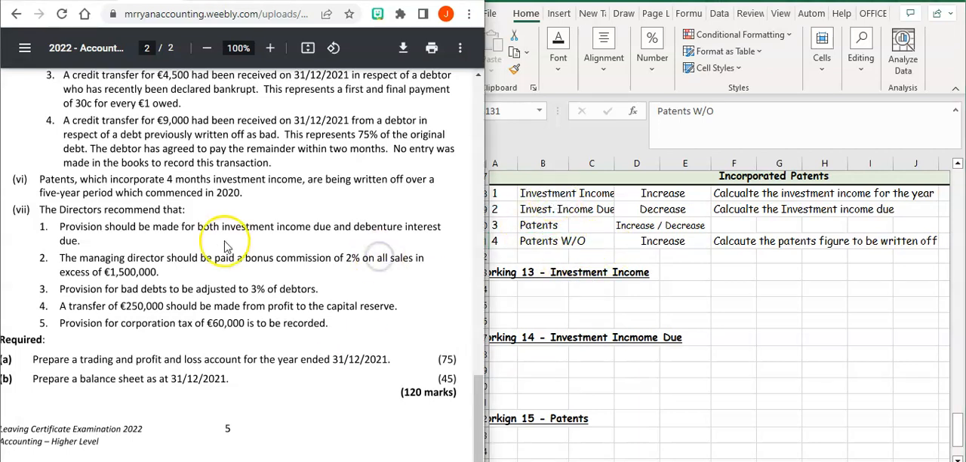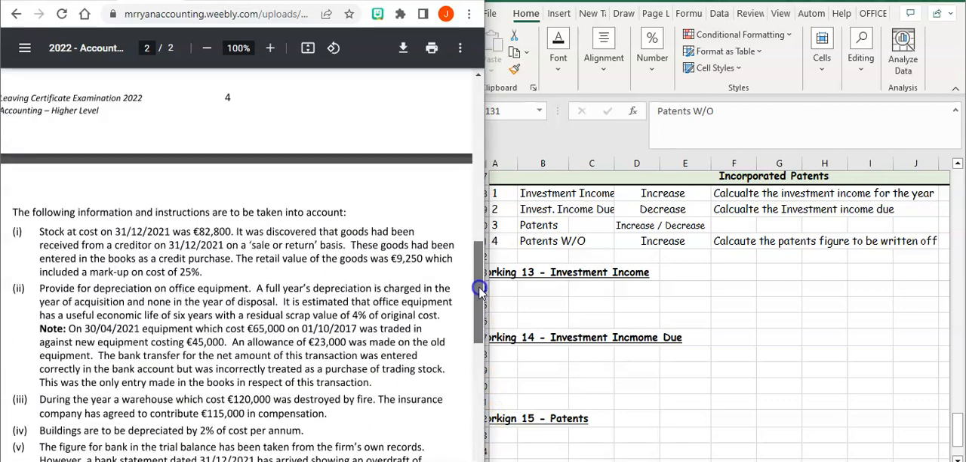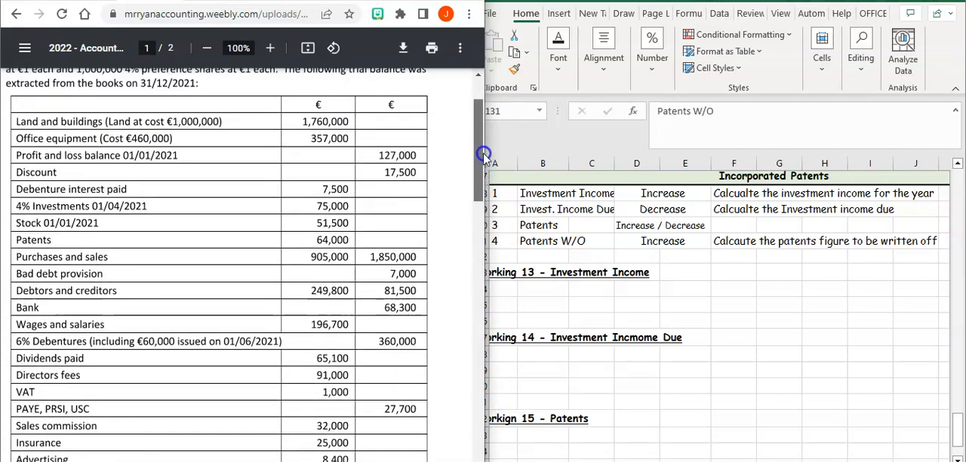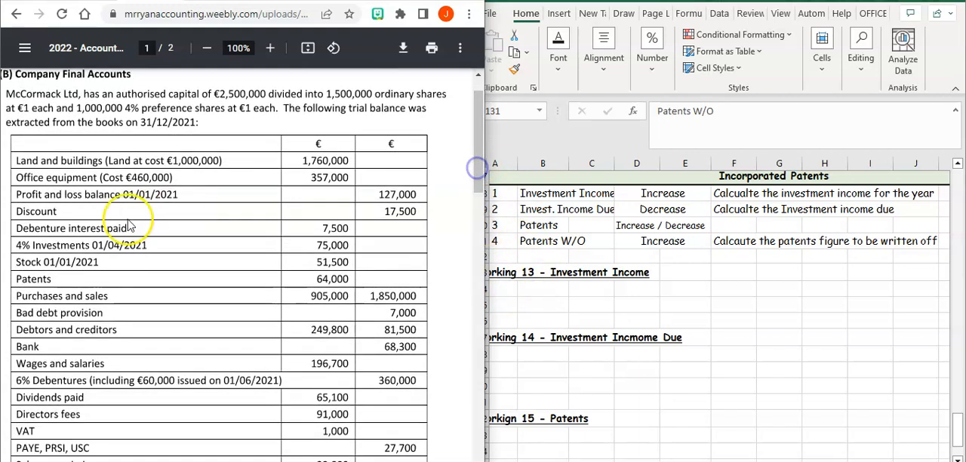So first thing you're going to do is, because patents incorporate 4 months of investment income, so we've got our patents figure. For some reason, someone has recorded the 4 months investment income received as part of your patents. So what we need to do is take it out of your patents and put it into your investment income. So the first thing we need to do is find out how much your investment income is for the year. So we're going to find out for our investments.